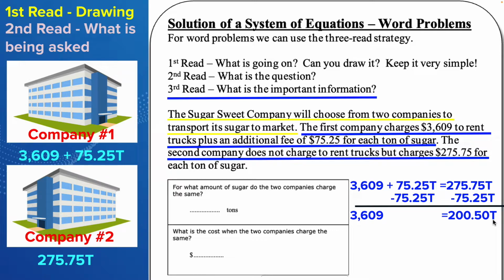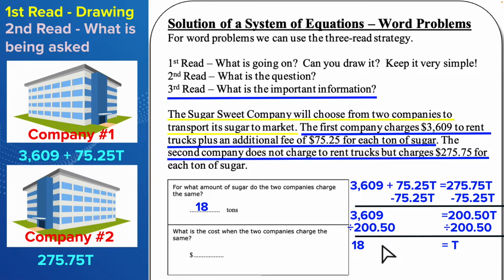So now I want to know the difference between the charges of the two companies per ton. How many would I have to use to make up that $3,609? So I'm going to divide. I'm undoing the multiplication here. So we get 18 equals T because the 200.50 cancels. Anything divided by itself is 1, right? So this means 18 tons of sugar will make the two companies equal.